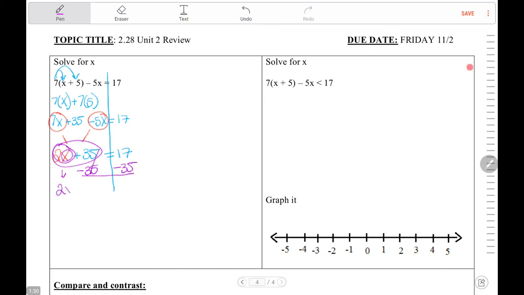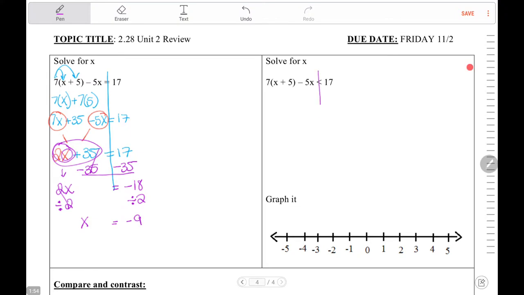I bring down my 2x. And on my right side, I'm going to do 17 take away 35. That gets me negative 18. And last step, I'm going to divide by my coefficient, which is 2. And we get x equals negative 9.